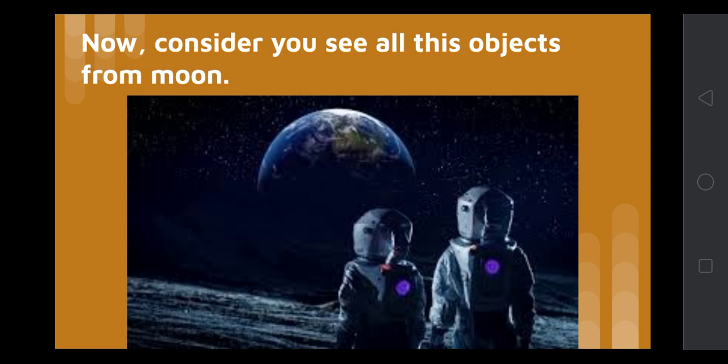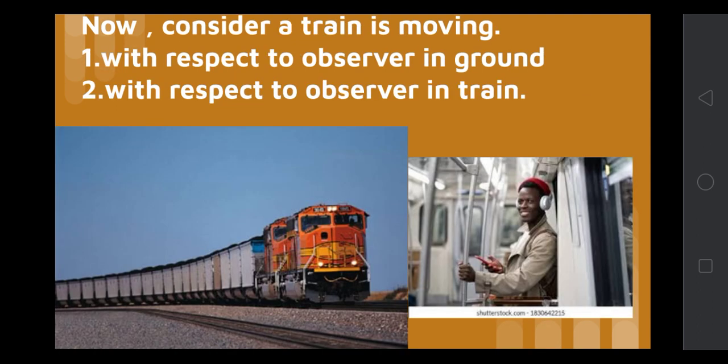So when you look at those objects from Earth, it is at rest. When you go to the Moon, it is in motion. So what's the problem in this? Can you just guess what the answer is? Now look at another example.